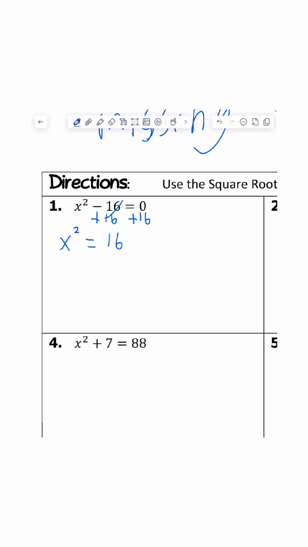Then I take the square root. I'm going to get a red pen to show you that I take the square root of both of them. And it's going to change to two answers because a -4 times -4 makes a positive 16, and positive 4 times positive 4 also equals 16. So x will equal -4 and positive 4. Remember, put the curly brace.